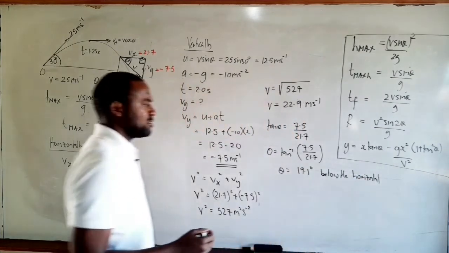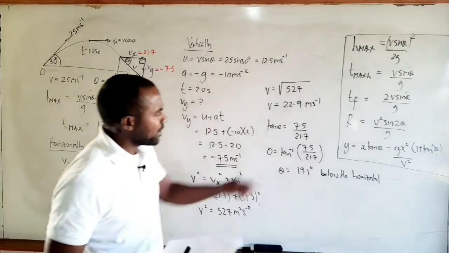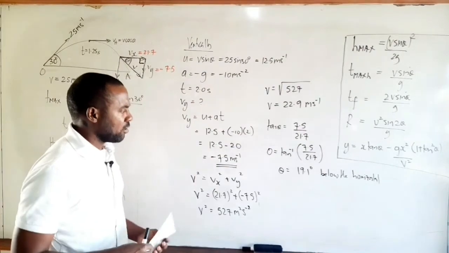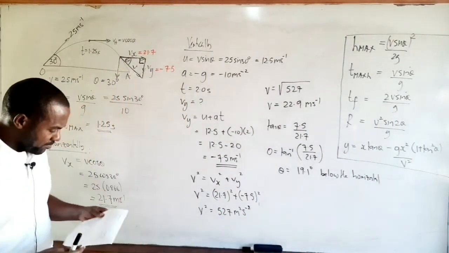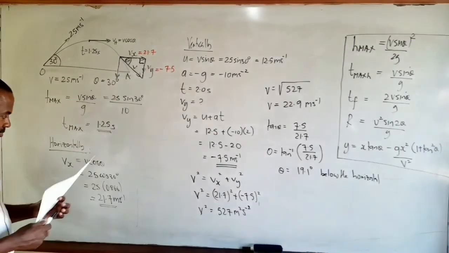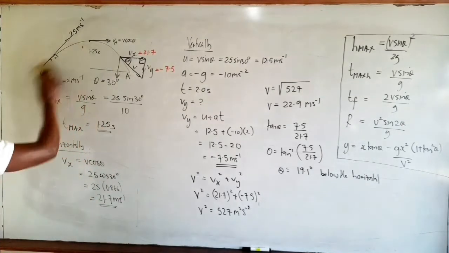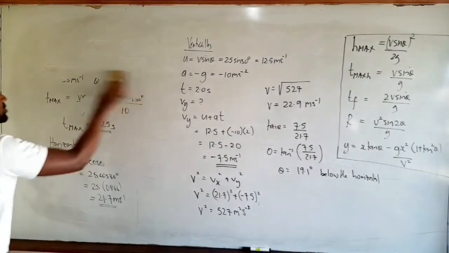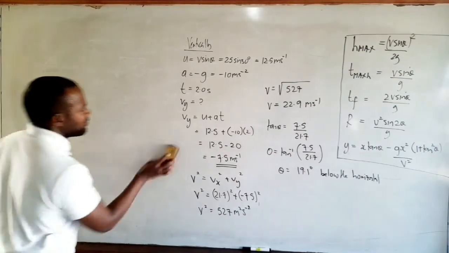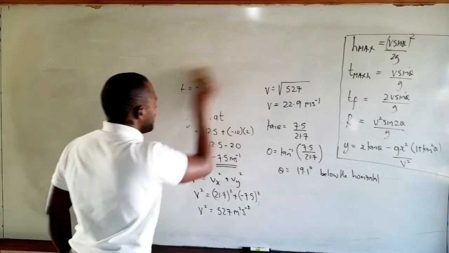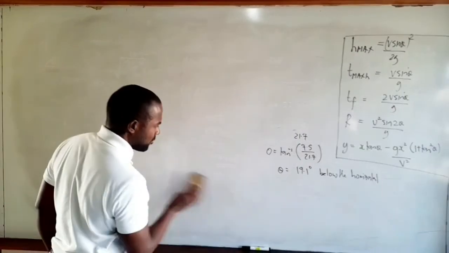So therefore, after 2 seconds, the magnitude of its velocity is 22.9 meters per second at an angle of 19.1 degrees below the horizontal. All right, so that was question 1 from our worksheet. We'll next look at question 2 from the worksheet.